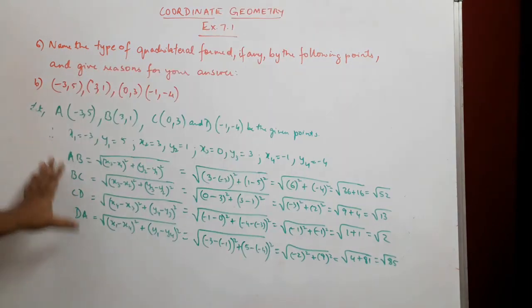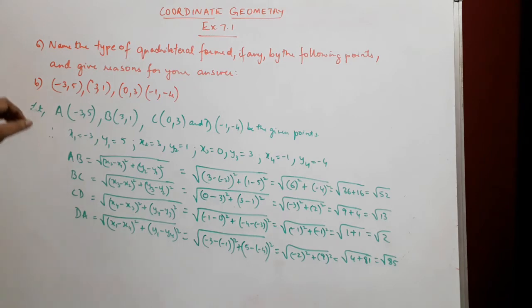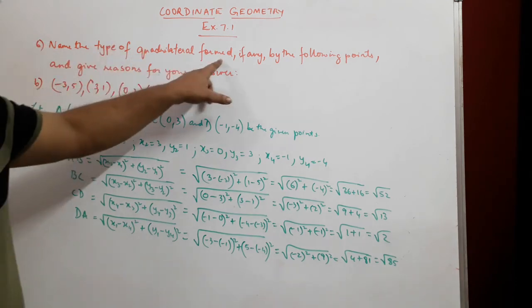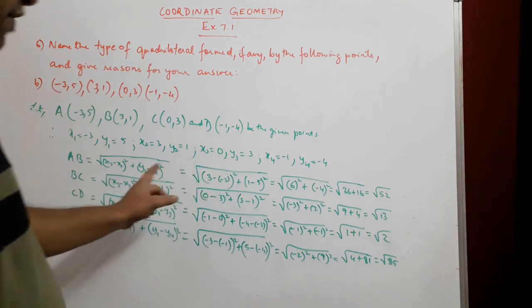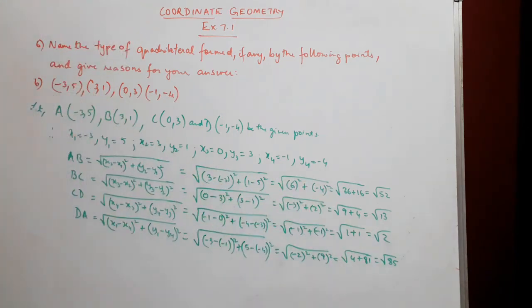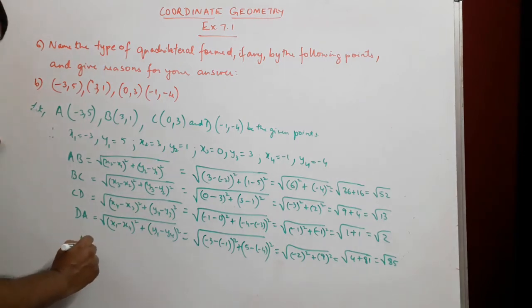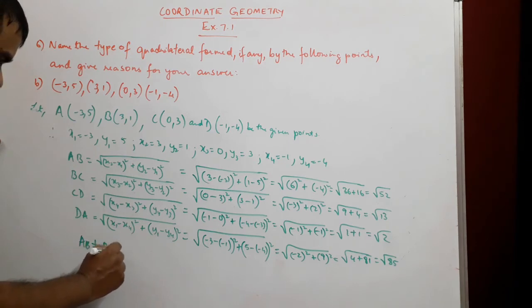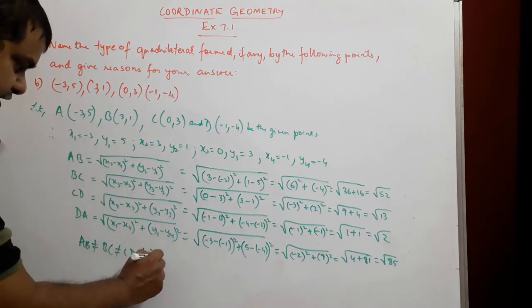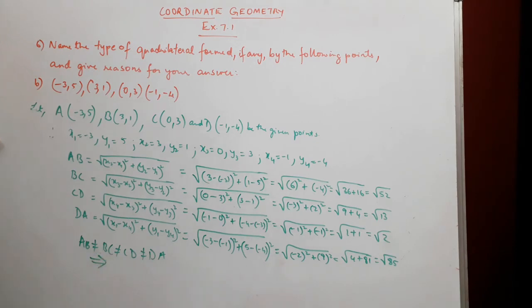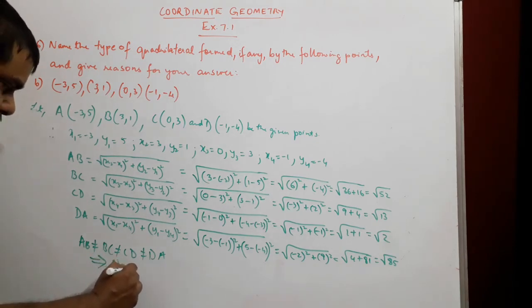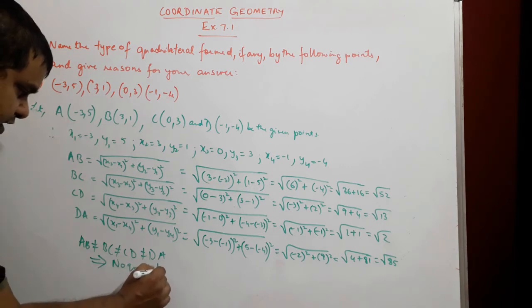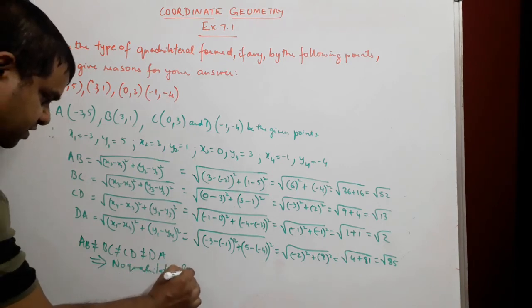So clearly from these four values we can make out that none of the quadrilaterals that we know are formed. Because the question says name the type of quadrilateral formed if any, but from the values, these are not matching. So we can easily say that AB is not equal to BC is not equal to CD is not equal to DA. This implies that no quadrilateral is formed.